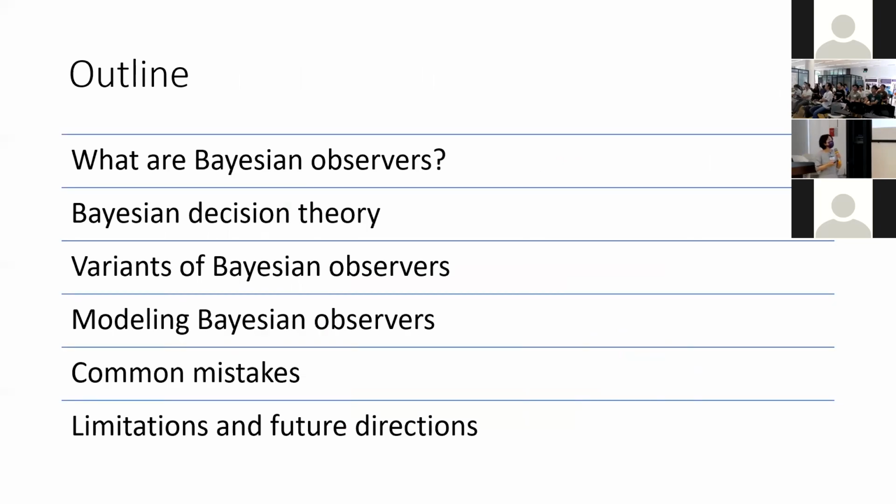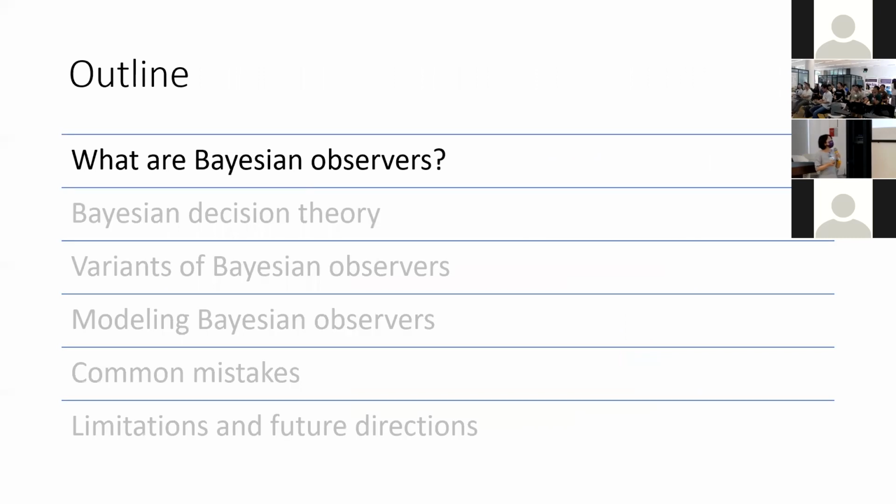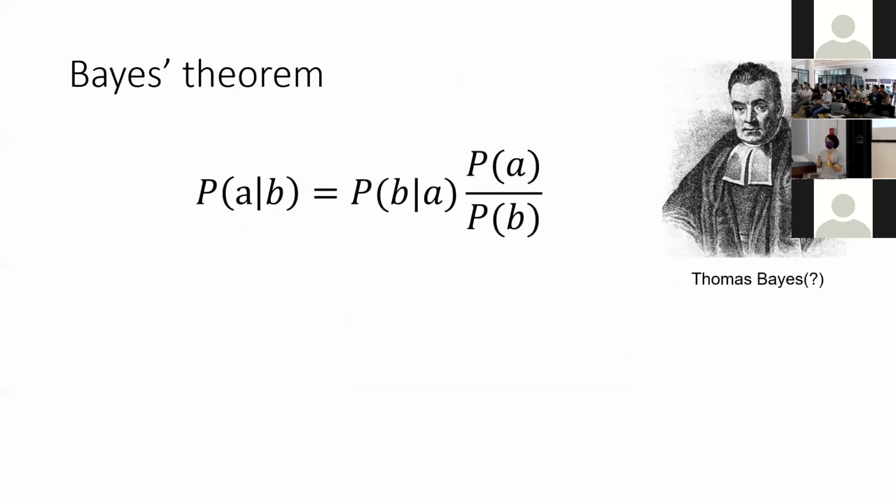So here's the outline of today's talk. We'll start with the question, what are Bayesian observers? This is probably one of your most familiar formulas in statistics, the Bayes theorem.